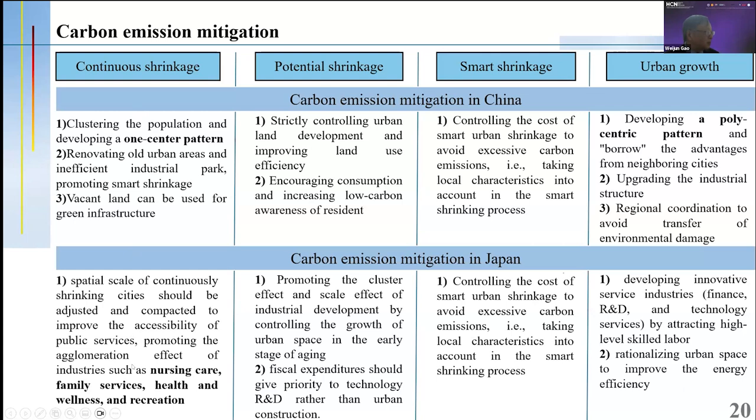But the continuously shrinking city in Japan is a very serious phenomenon, and also a problem for urban development. So the spatial scale of continuously shrinking cities should be adjusted and compacted to improve the accessibility of public service, promoting the aggregation effects of industries such as nursing care, family service, health and wellness, and recreation.